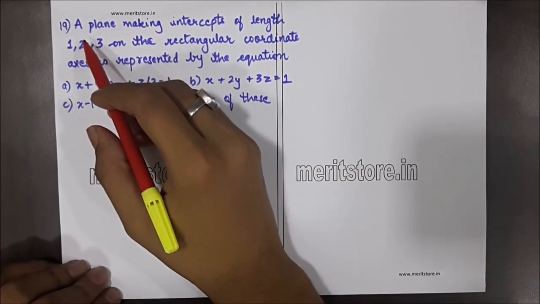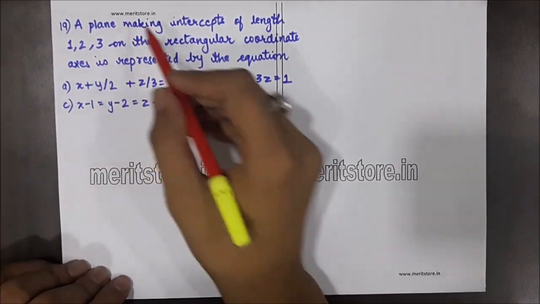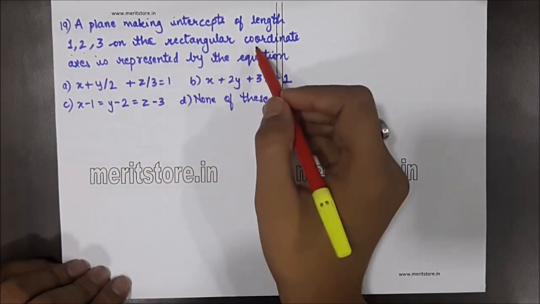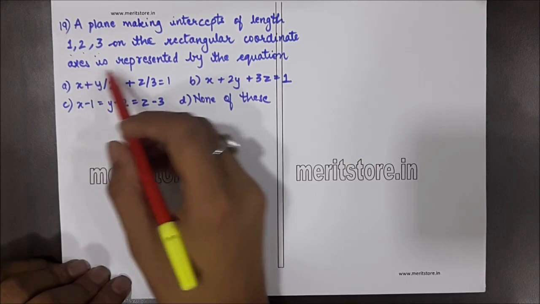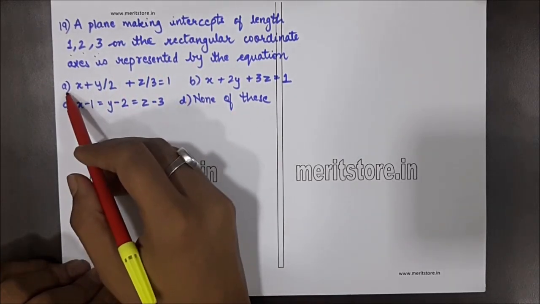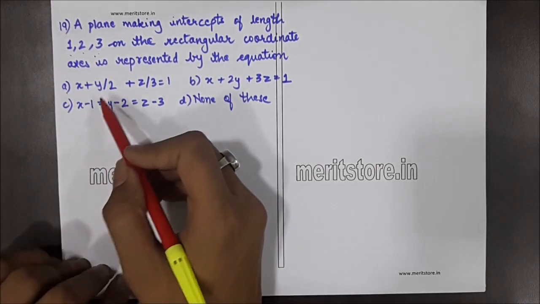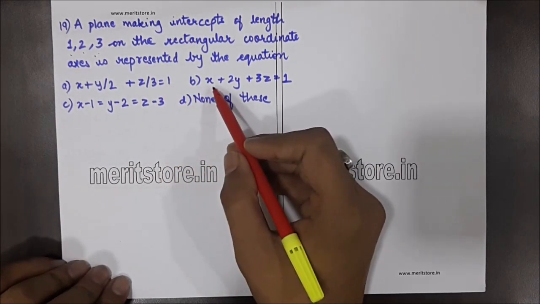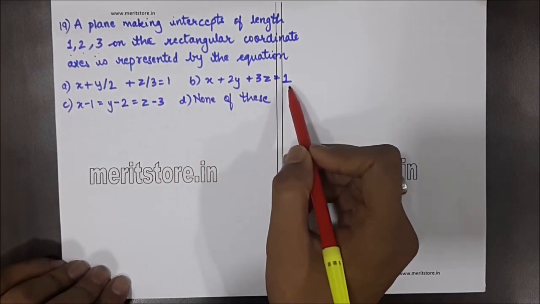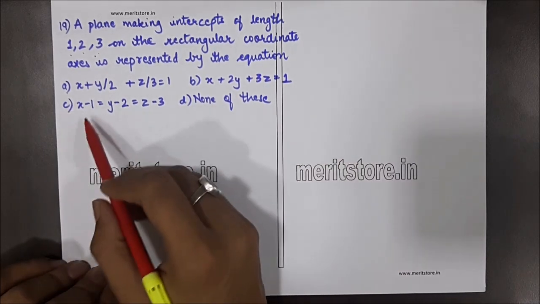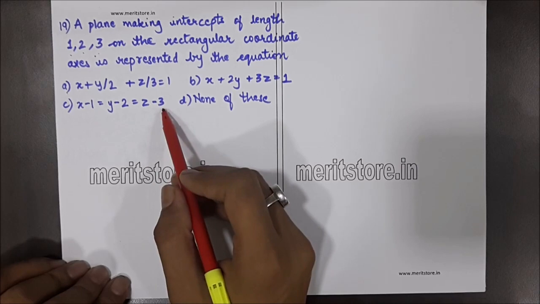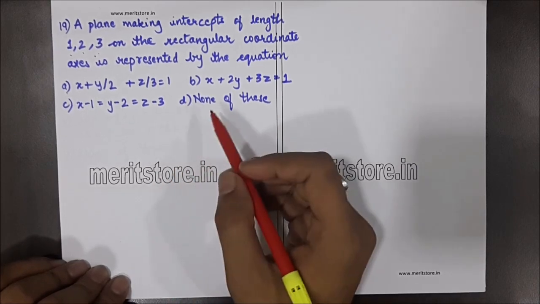Question number 19. A plane making intercepts of length 1, 2 and 3 on the rectangular coordinate axis is represented by the equation: option A, x plus y by 2 plus z by 3 is equal to 1. Option B, x plus 2y plus 3z is equal to 1. Option C, x minus 1 is equal to y minus 2 is equal to z minus 3. Or option D, none of these.